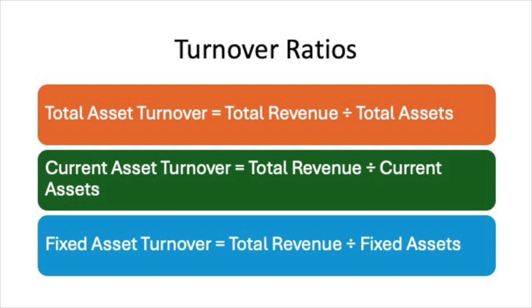Current asset turnover measures the amount of revenue generated per dollar of current assets. The formula for that is total revenue divided by current assets. And finally, fixed asset turnover measures the amount of revenue generated per dollar of fixed assets. The formula is total revenue divided by fixed assets. Higher turnover ratios indicate more efficient use of assets. As a manager, you should monitor these ratios to identify opportunities for improving asset utilization and increasing revenue.